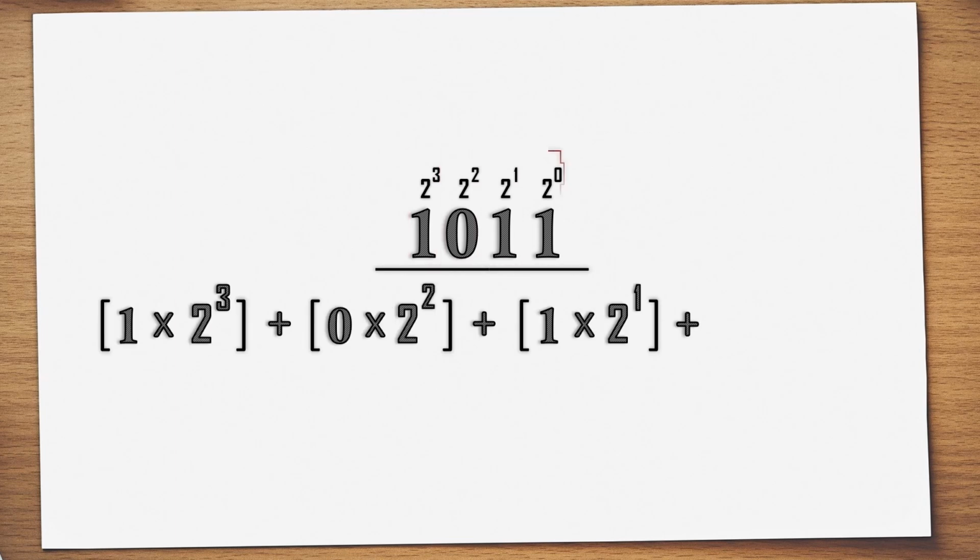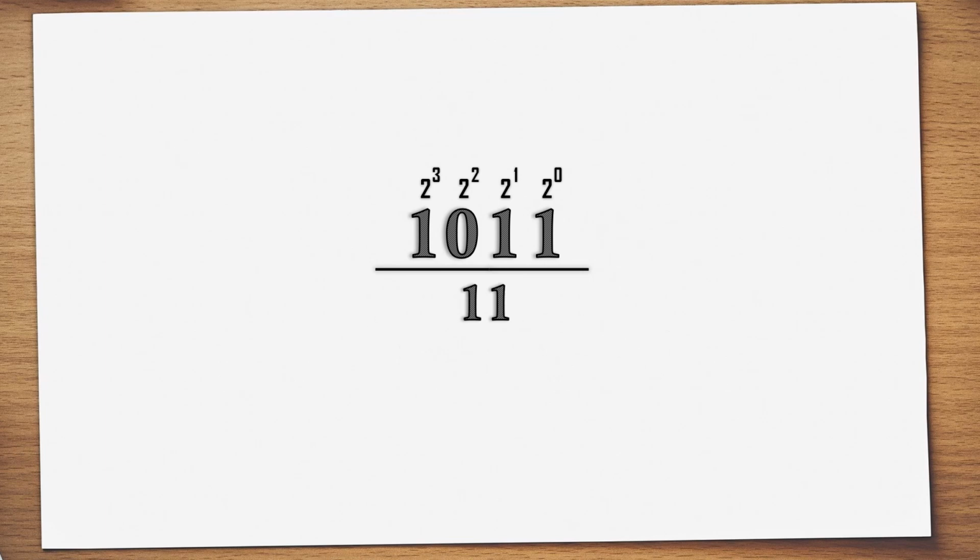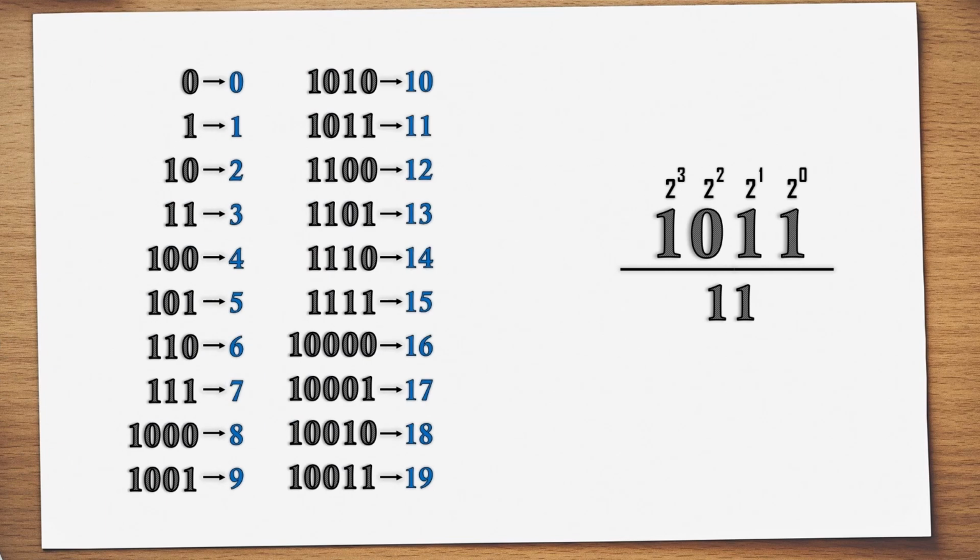Consider 1011. The 0th digit should be multiplied by 2 raised to 0, the 1st digit by 2 raised to 1, the 2nd digit by 2 raised to 2, and the 3rd digit by 2 raised to 3. Multiply each digit with powers of 2 and sum them up to get 11. By looking up in our previous counting chart, you can easily verify that 1011 is 11 in decimal.